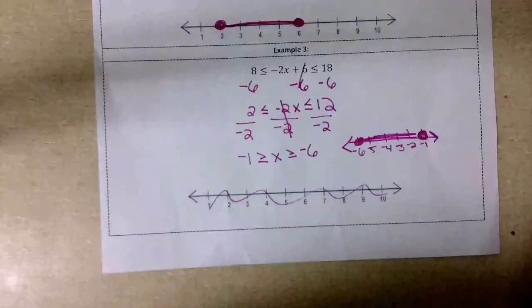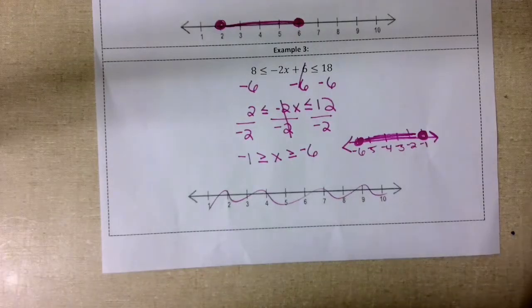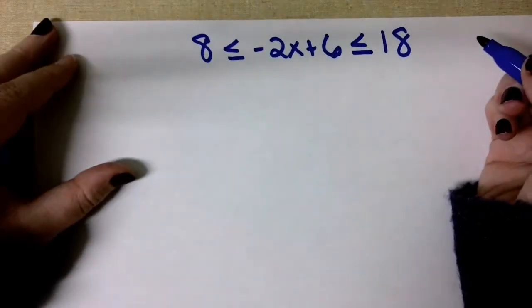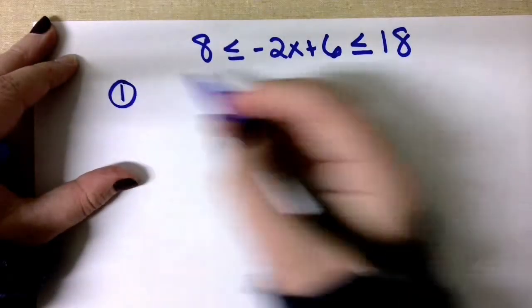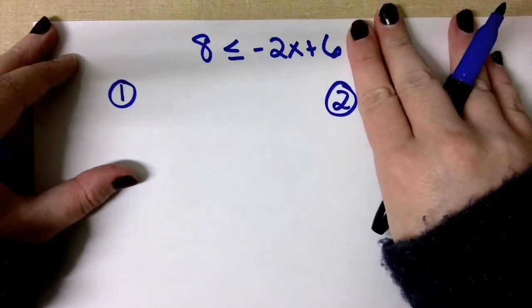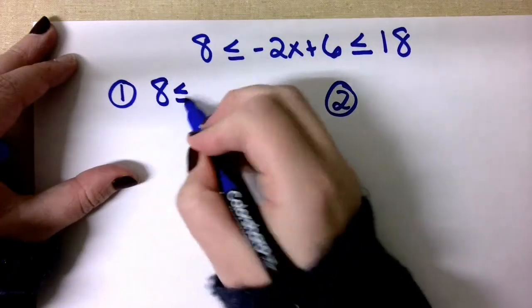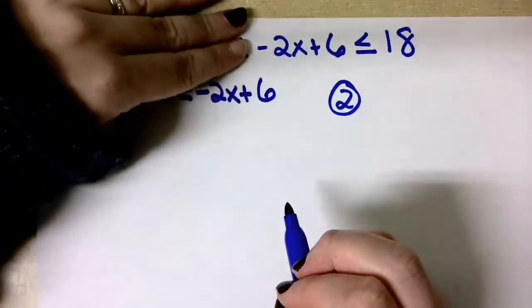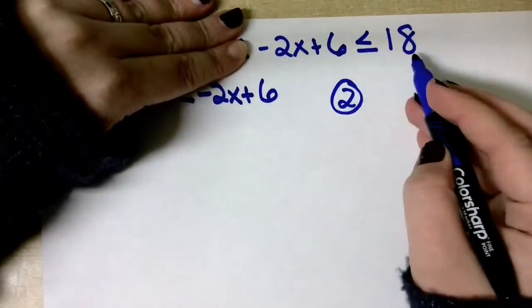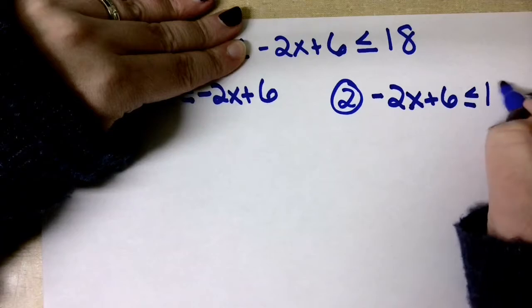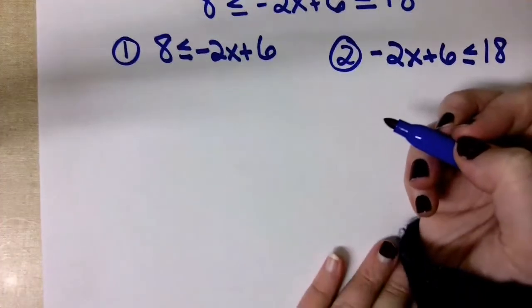connect. I also want to show you how to do it like we did in the last example. So I wrote down the problem in example 3 at the top. And like I said, you can break it into two equations or two inequalities. I'm going to cover up the less than or equal to 18 sign. And I'm going to have 8 is less than or equal to negative 2x plus 6. I can also cover up this inequality sign and everything to the left of that, and I have an inequality over here. Negative 2x plus 6 is less than or equal to 18. So now I have two inequalities to solve.